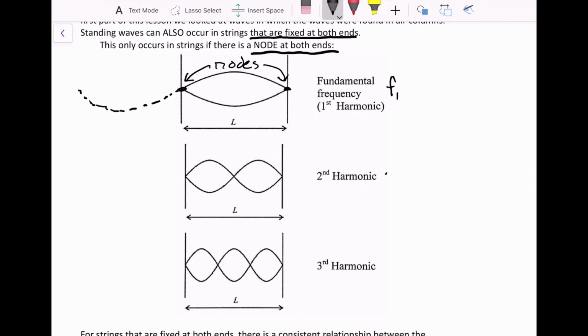Versus on the second harmonic here, you can see, well, we can fit an entire wavelength in. We still have those nodes at either end, although in this case we have an extra node in the middle. And so this pattern will continue for all of the higher level harmonics. You can continue up F2, F3, F4. As long as you have a node at either end, you're going to have a standing wave.